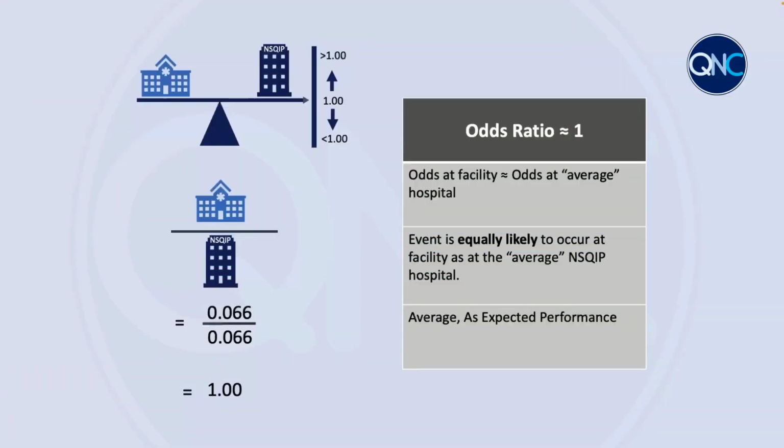In the first scenario, the odds at both the facility and in the NSQIP population are about the same. The seesaw is balanced and the odds ratio is 1 or very close to that. What this means is that an event is equally likely to happen at the facility as in the average NSQIP hospital. This is considered average performance or as expected performance.